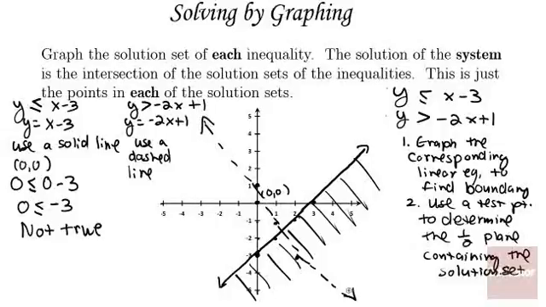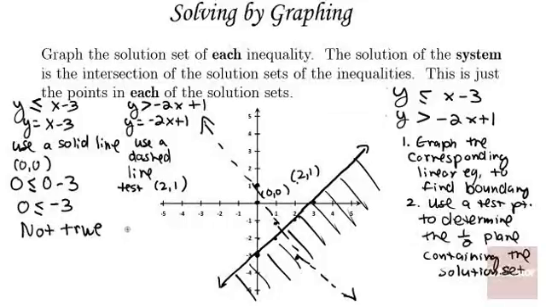Next, I need to find a test point. Again, I'm going to use 0, 0. Actually, let's use a different one because that is a bit close. Let's pick one that's farther away so we don't have any chance of causing confusion. Let's choose something up here. 2, 1 would be good for the test point. So my test point is going to be 2, 1.